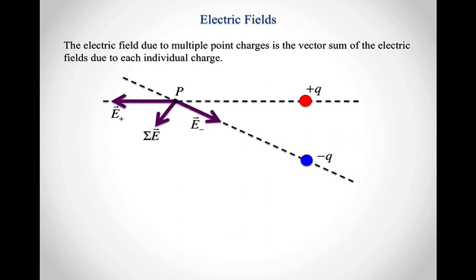So that's going to be the key problem that we're going to work. How do you figure out the electric field in the presence of multiple charges? The nice thing is it's a vector summation problem. And at this point, hopefully, we're pretty squared away in terms of how we want to work vector summation problems.